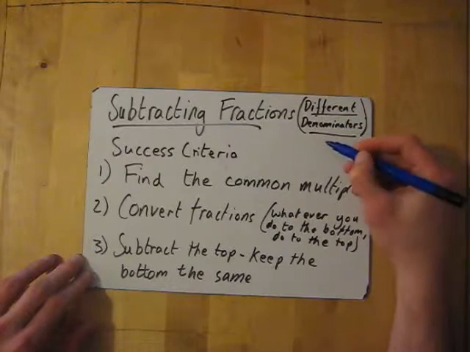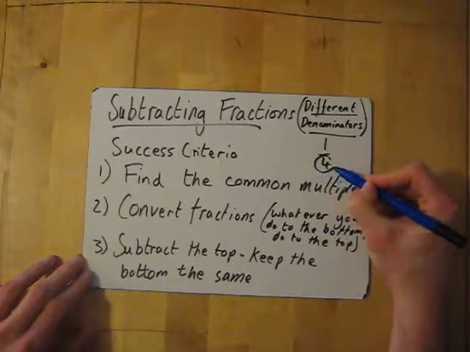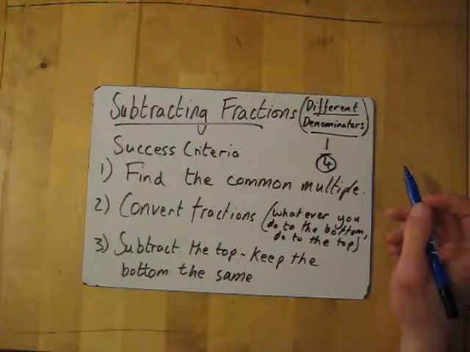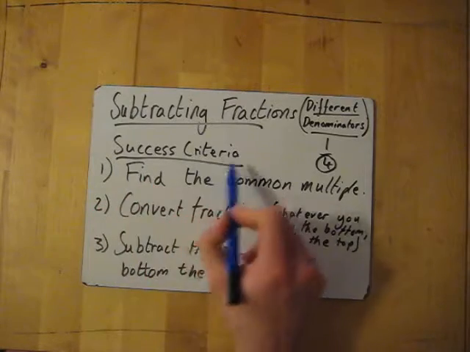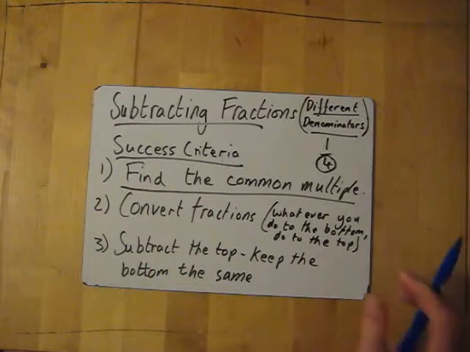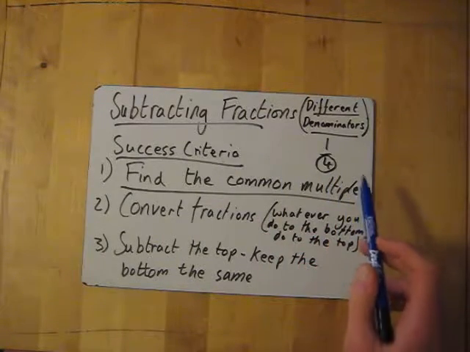Now our denominator, if this is our fraction, the denominator is the bottom part. The one that dominates, is sort of what makes it what it is. So, we have the success criteria here. Number one, find the common multiple. And I'll go through what that means. So basically what's in the times tables for both those bottom numbers of the denominator.